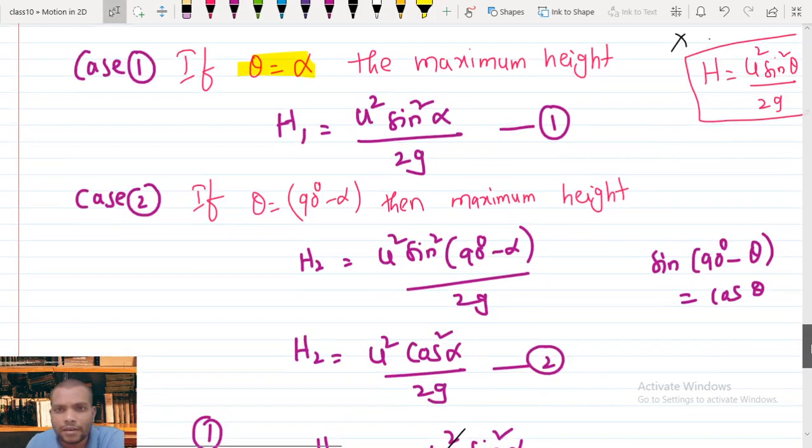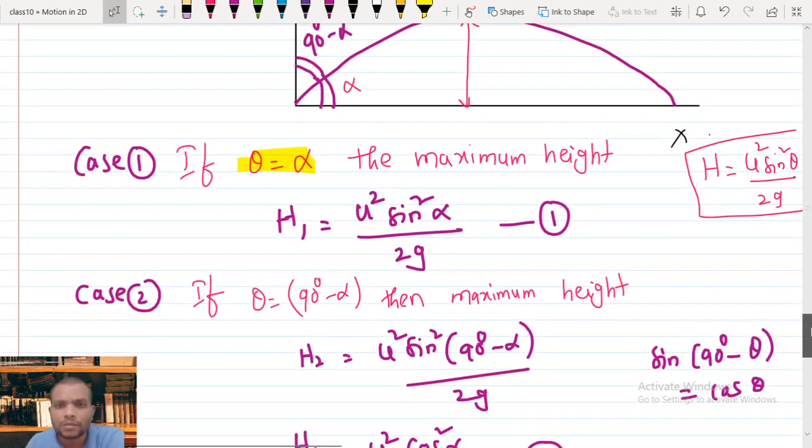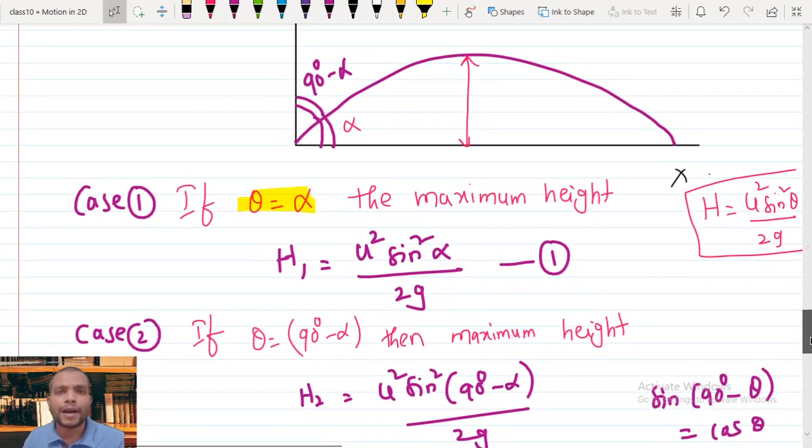All you need to do is remember the right formula for maximum height. So the height ratio is tan square alpha is to 1. Let's try one more problem.